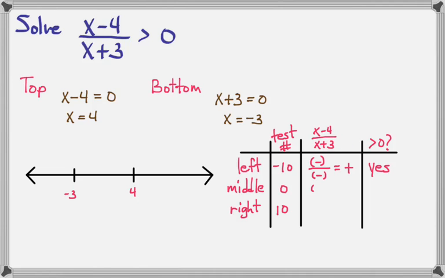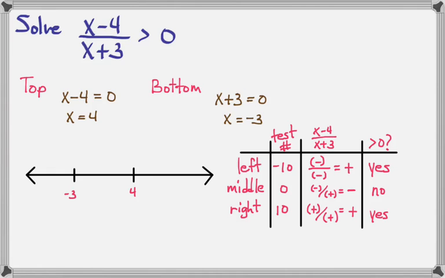0 minus 4 is negative, so that's the top. 0 plus 3 is positive. Negative divided by positive makes a negative answer. Is that greater than 0? No. Okay, for the last one, 10 minus 4 is positive. 10 plus 3 is also positive, so we get positive over positive, that's positive. Is it greater than 0?